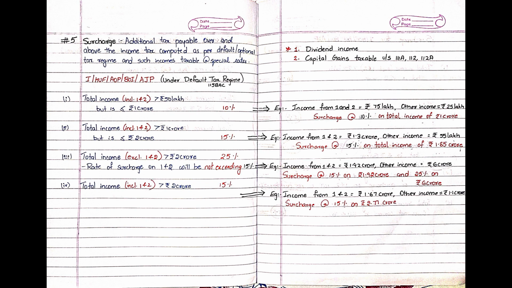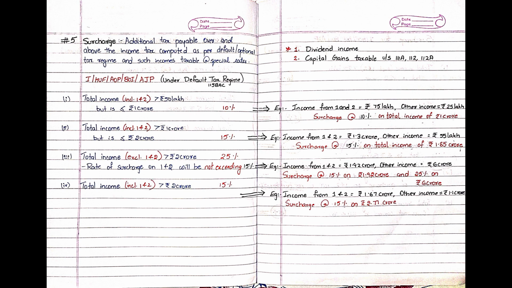For example, if the income from 1 and 2, that is dividend income and capital gains under section 111A, 112 and 112A, is rupees 75 lakh, and other income other than the dividend income and capital gain income is rupees 25 lakh. In such a case, surcharge at the rate of 10% on total income of rupees 1 crore is charged. Here, the total income is aggregating to rupees 75 lakh plus rupees 25 lakh, that is rupees 1 crore. So, surcharge is applied at the rate of 10% on the total income of rupees 1 crore.